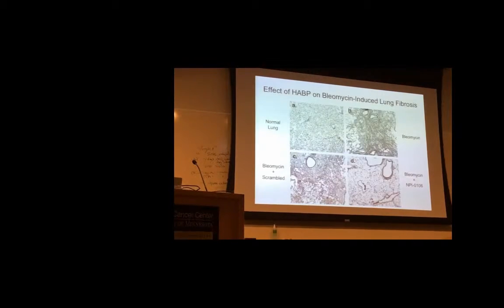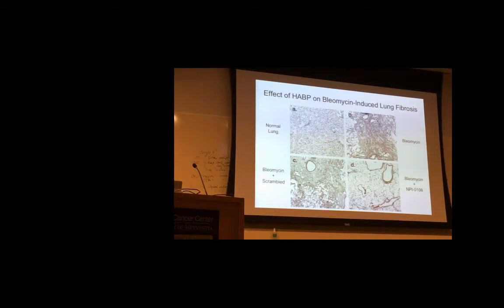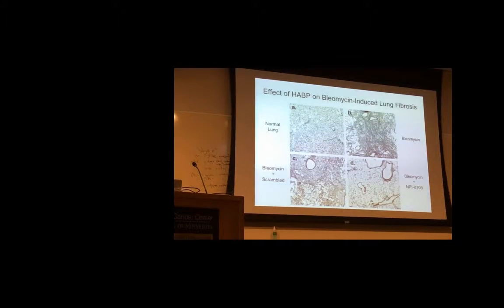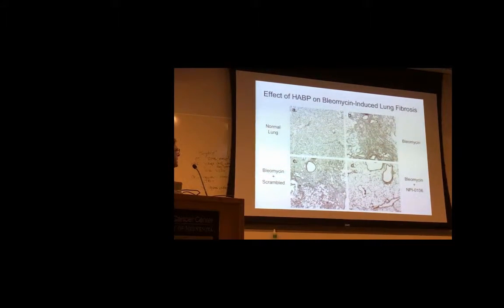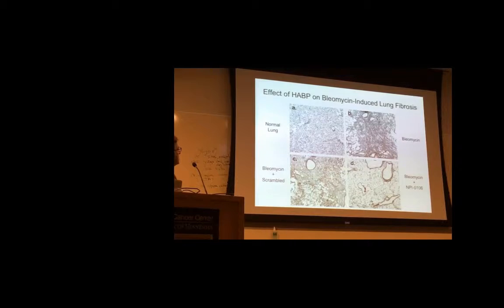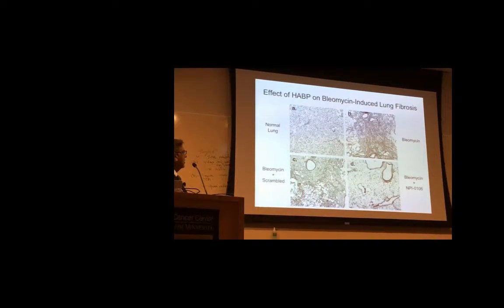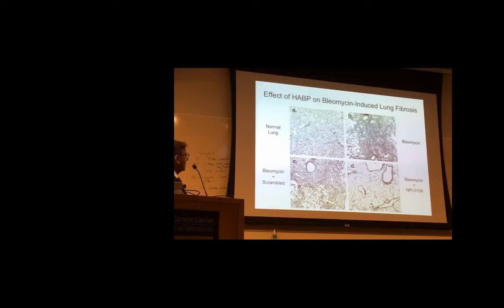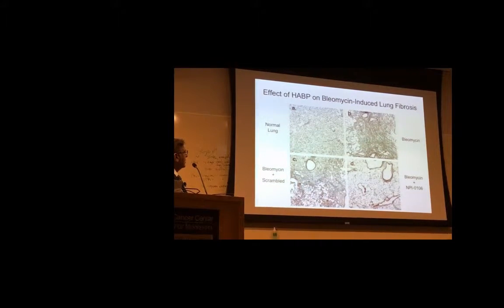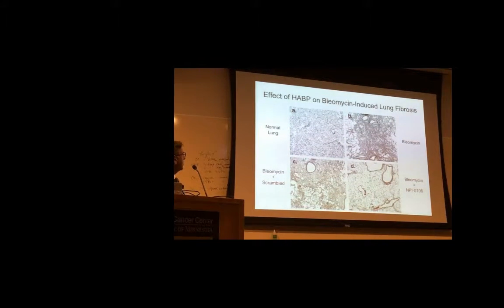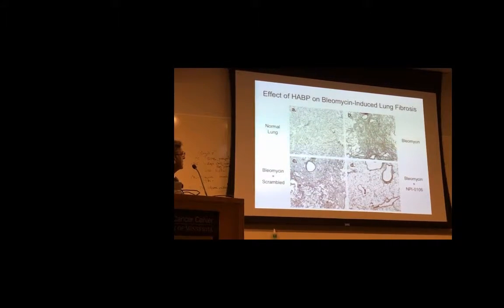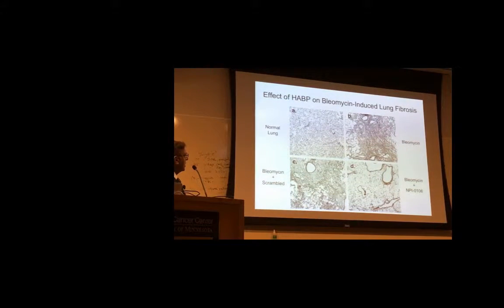So we also looked at fibrosis. If your TGF-beta is not there, then you should have an effect on fibrosis. This is your normal lung. It shows a nice distal complex structure with alveolar intricacy. This is your lung on bleomycin. It shows areas of hyperinflation. This is trichrome stain, and it's fibrotic.